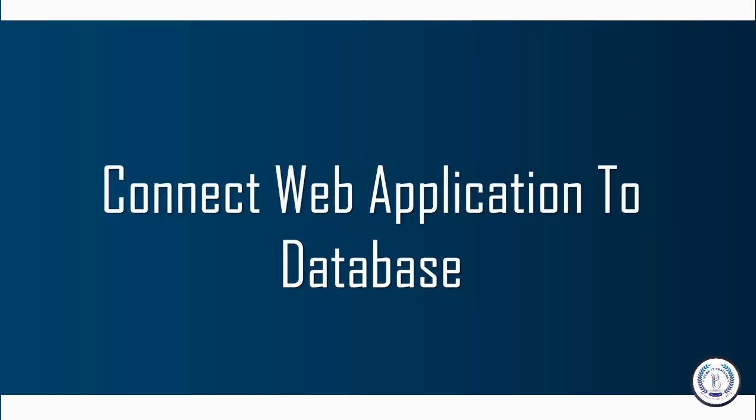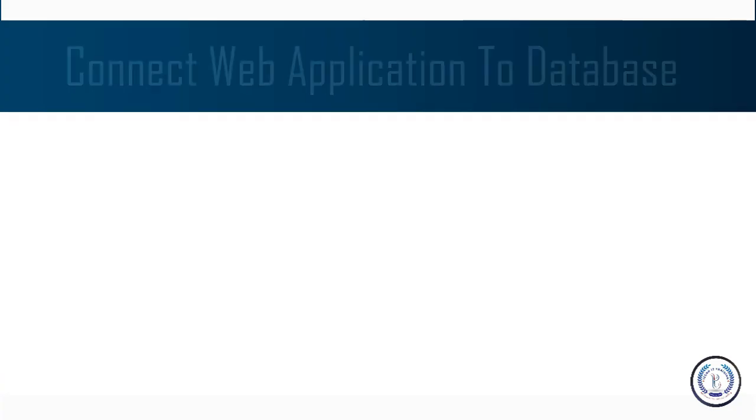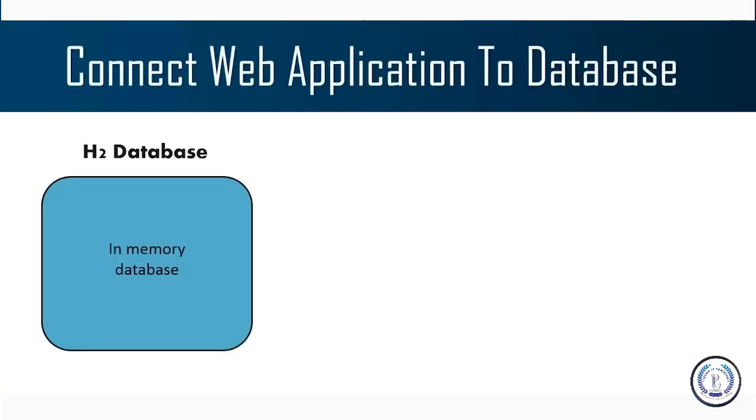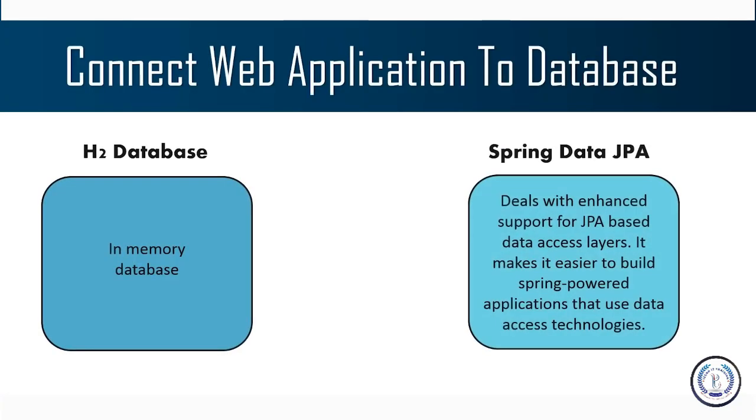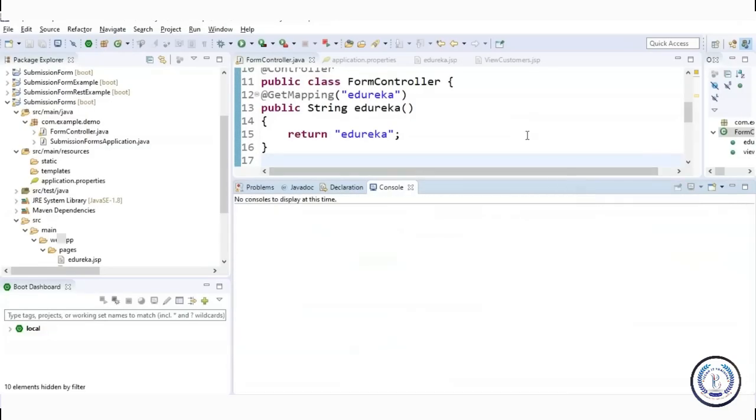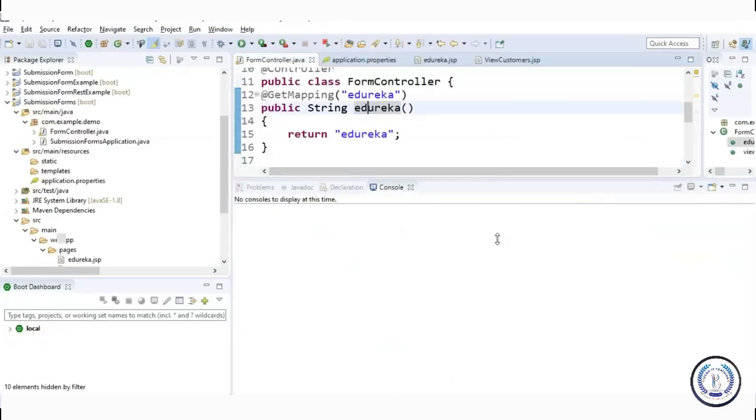So I'm going to show you step by step how we are going to use the H2 database and the JPA repositories to connect the web application to the database. But before that, let me tell you that the H2 database is the in-memory database, whereas Spring Data JPA basically deals with enhanced support for JPA-based data access layers. So it basically makes it easier to build Spring-powered applications that use the data access technologies. So now let me just quickly shift back to my Eclipse IDE and then let's just extend this particular project itself.